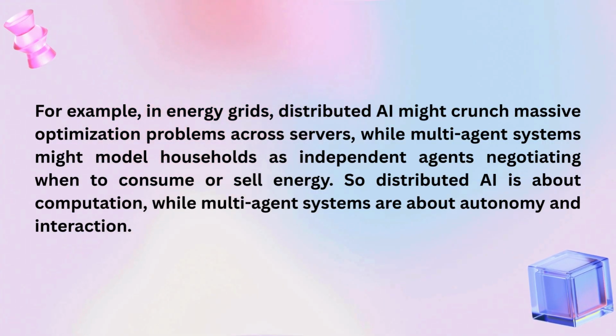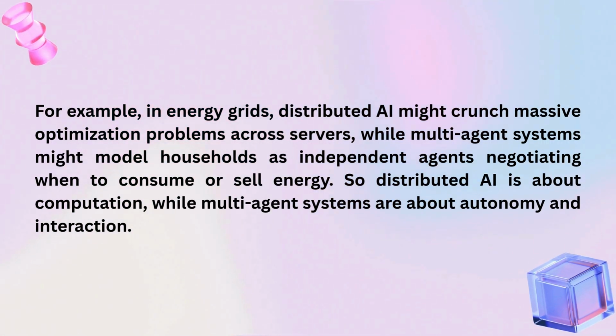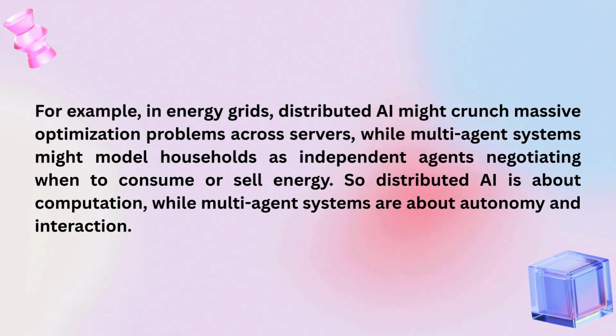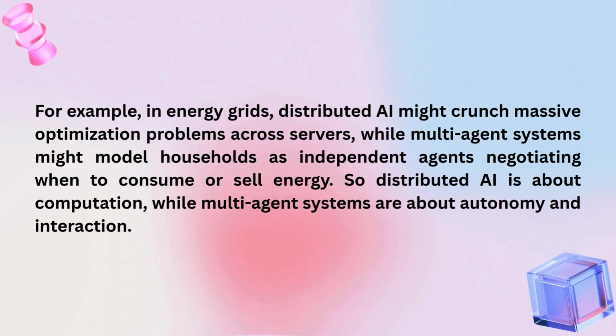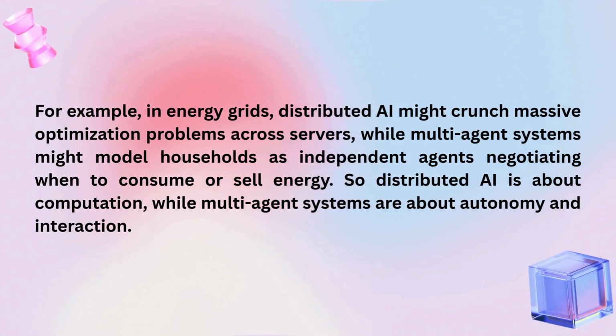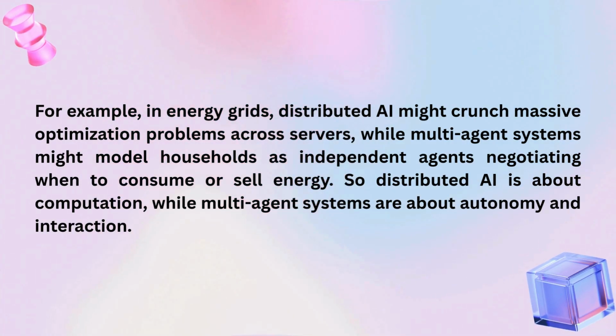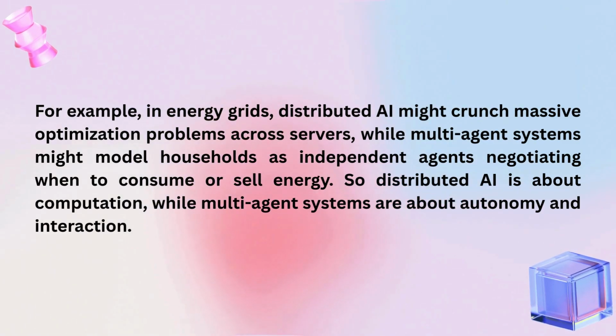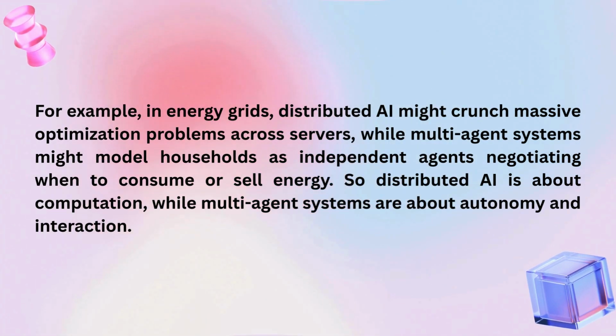For example, in energy grids, distributed AI might crunch massive optimization problems across servers, while multi-agent systems might model households as independent agents negotiating when to consume or sell energy. So distributed AI is about computation, while multi-agent systems are about autonomy and interaction.